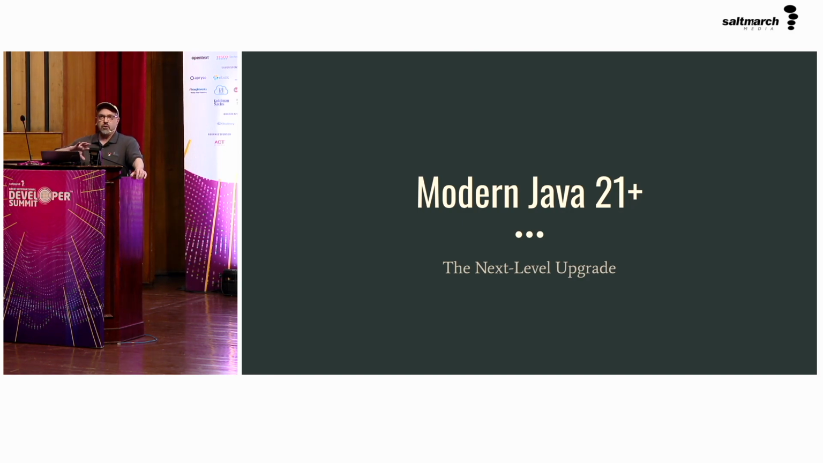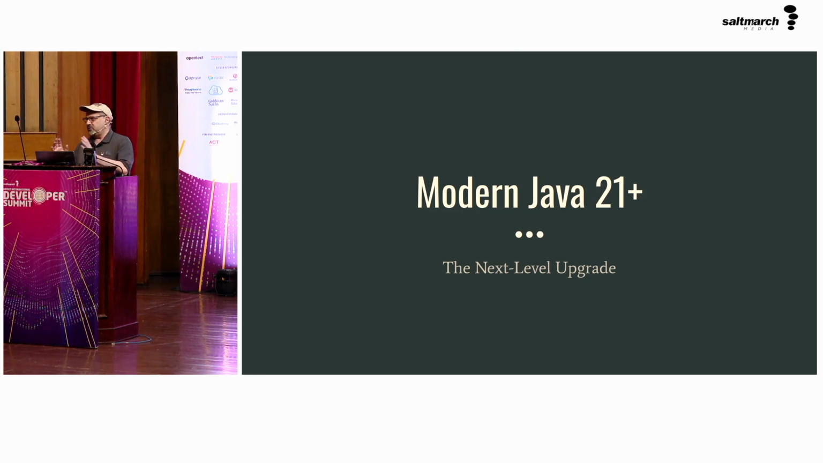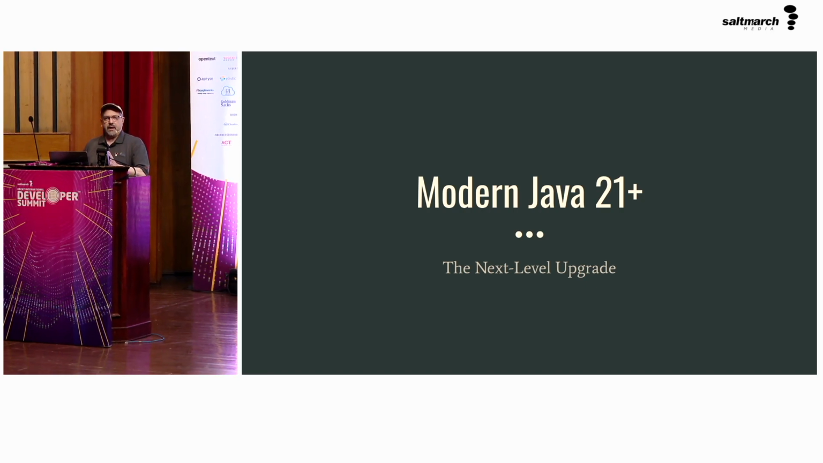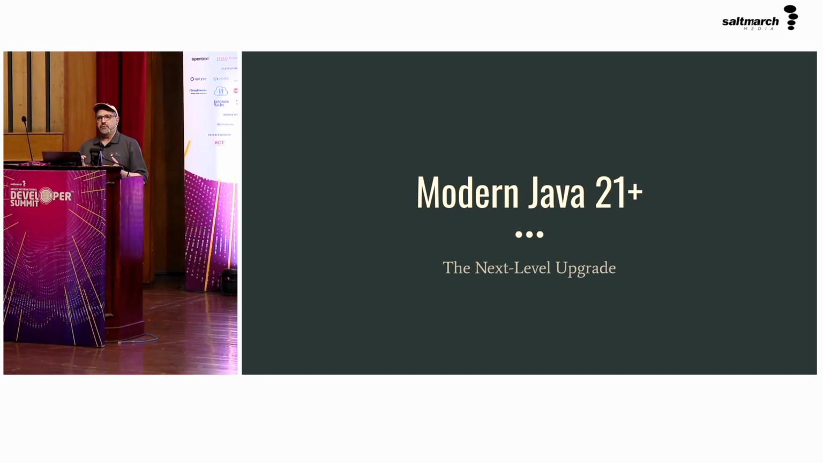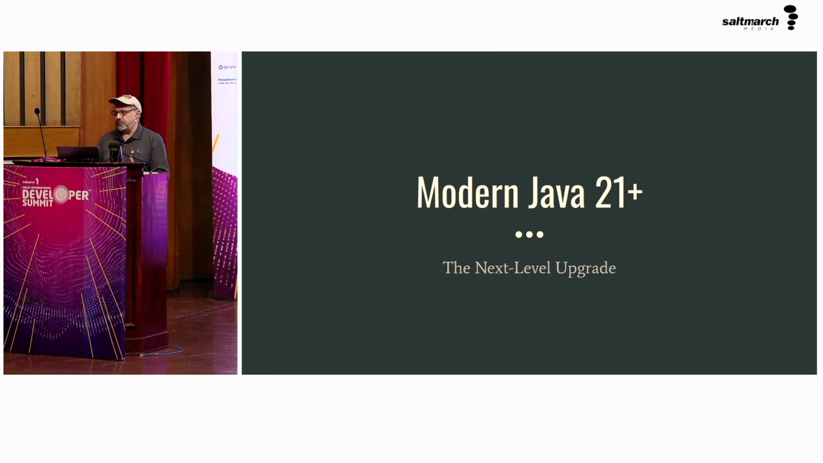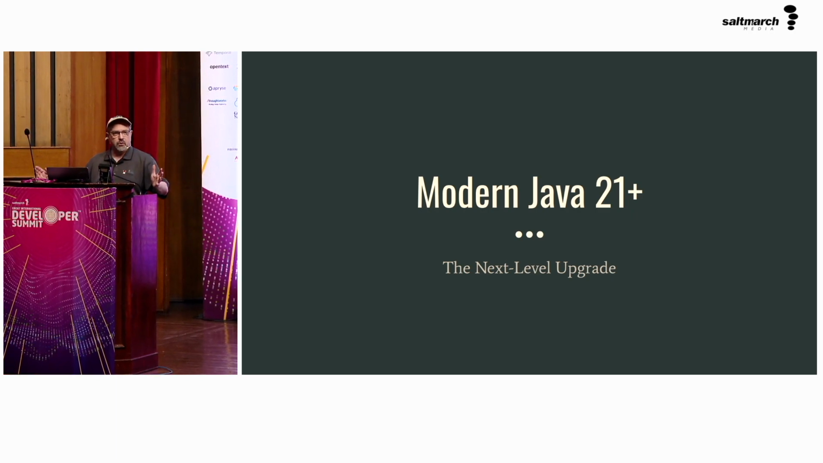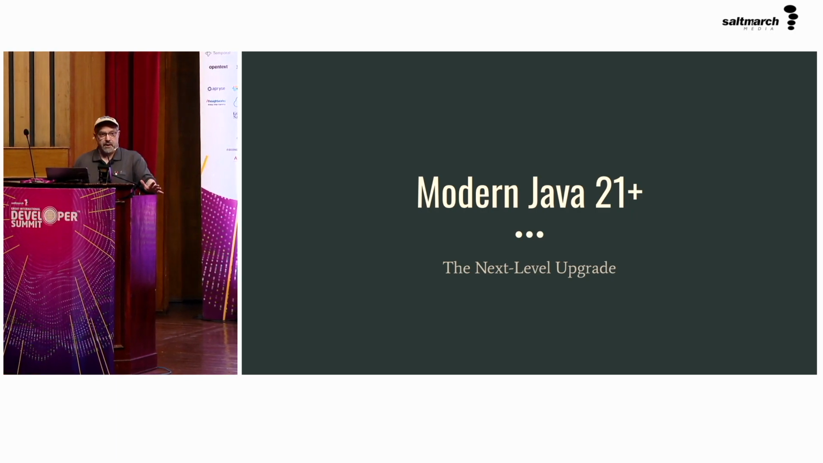But then as we get toward the end of the hour, I'm going to switch and show you a slightly larger app that combines records with local variable type inference, with sealed interfaces, with pattern matching for switch, all these different things all in one app, but a very simple app. It should still be pretty understandable to most people, depending on your Java background. Should be fine.